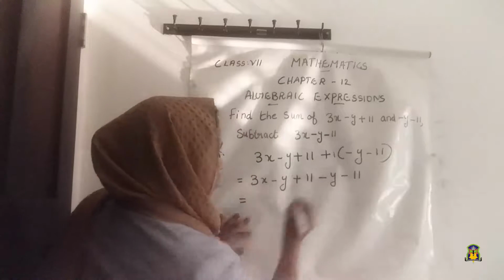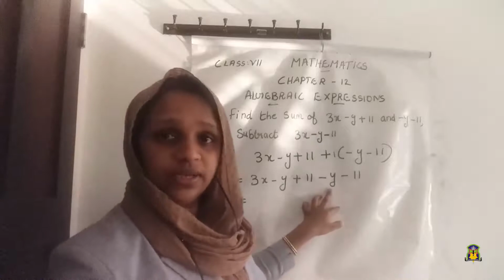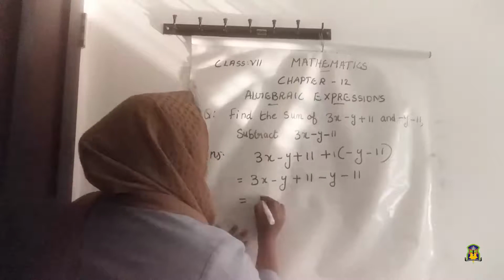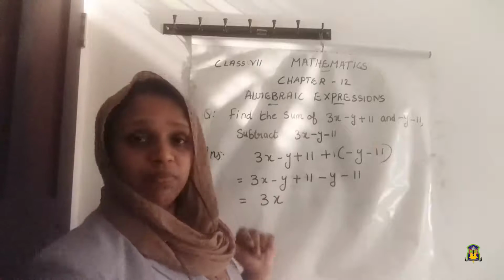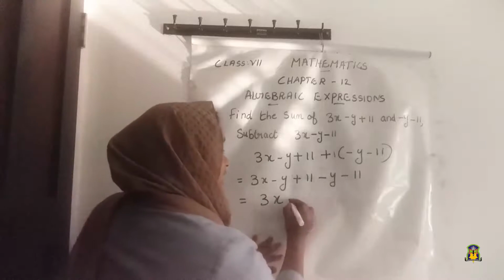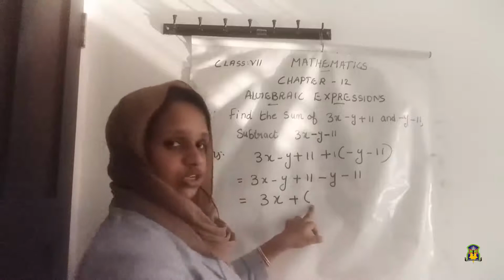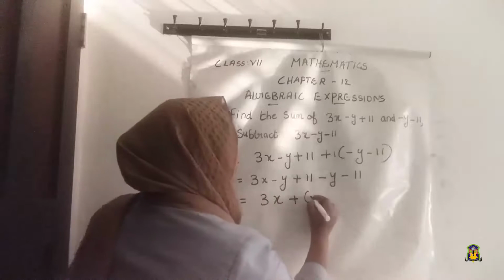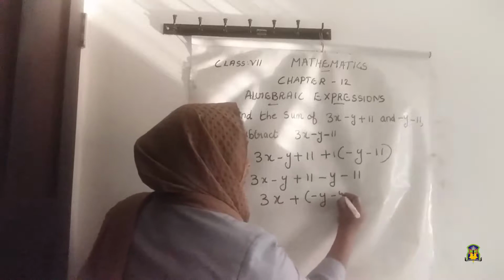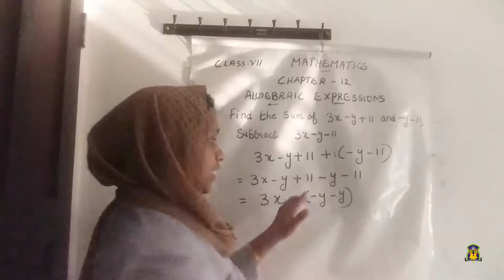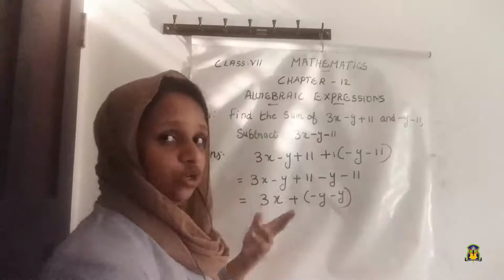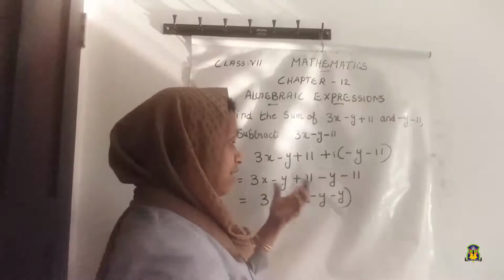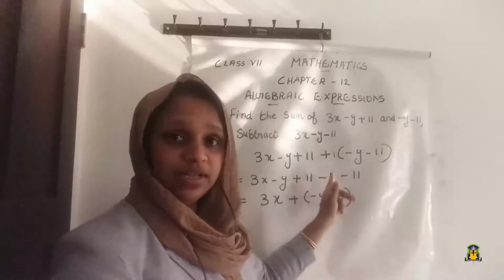Here, the x term. There is no other x term here, so we can write it as 3x. Next, minus y minus y. So that we can club in another bracket. That is negative y, negative y. Next, see this. Plus 11 minus 11. That we know. Plus 11 minus 11, it is what? 0. We can cancel here.